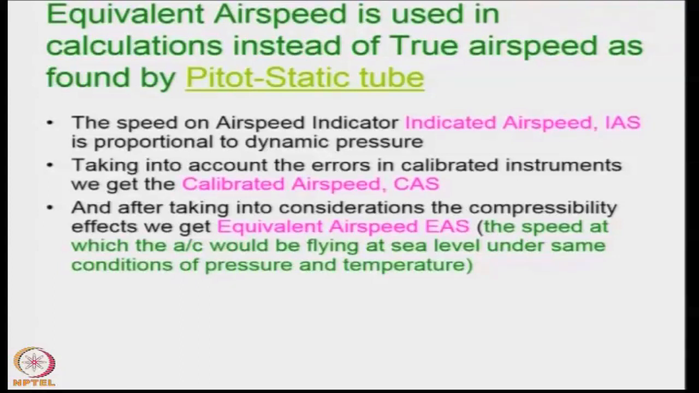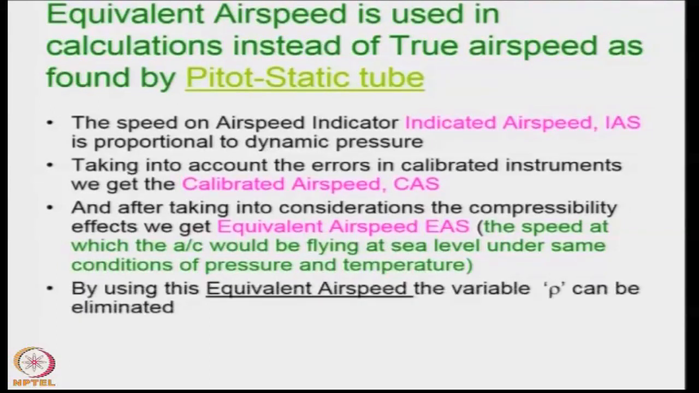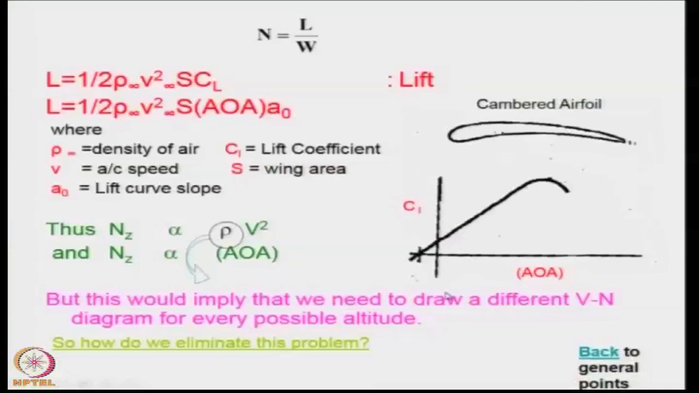Now, if you take care of the compressibility effects, then we get what is called the equivalent airspeed, that is the speed at which the aircraft would be flying at sea level under the same conditions of pressure and temperature which the aircraft is facing during flight. So, by using equivalent airspeed, the variable rho can be eliminated. Therefore, nz is proportional to angle of attack, and nz is proportional to only V equivalent square. So, this is the way in which we can eliminate this problem.